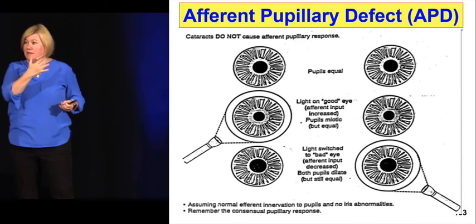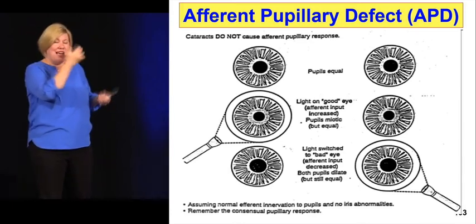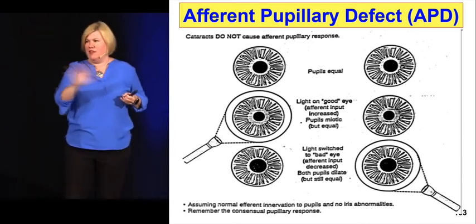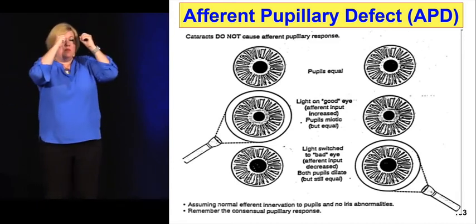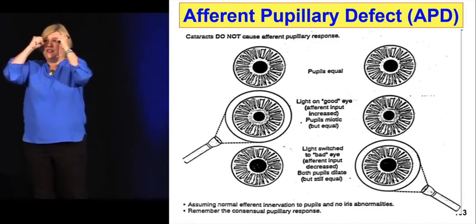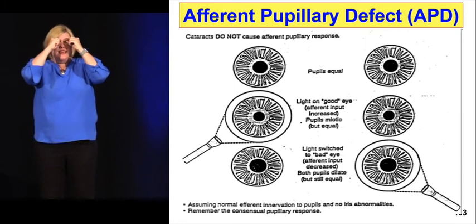So my afferent, my information where the light is coming in, telling my brain the light is coming in, is broken. There's something wrong there. So what happens to my pupils, right? They're not going to stay constricted because the signal's not going through. So what happens is they dilate.